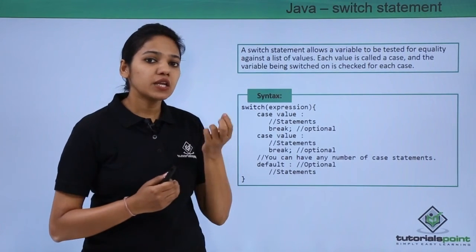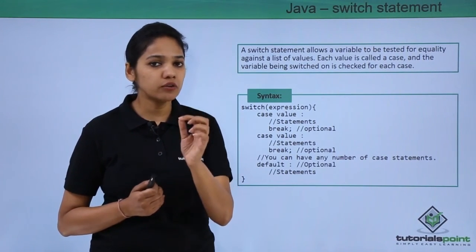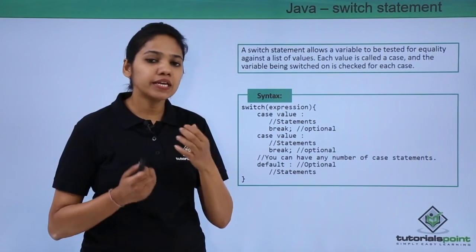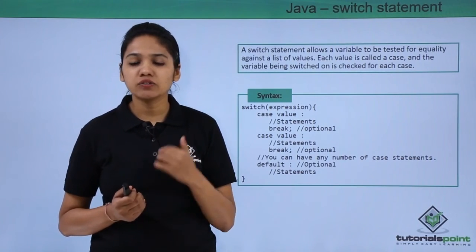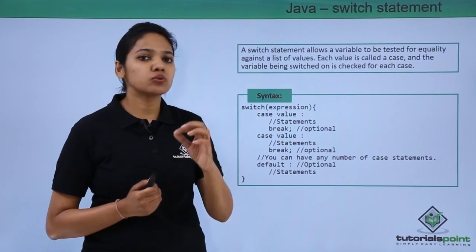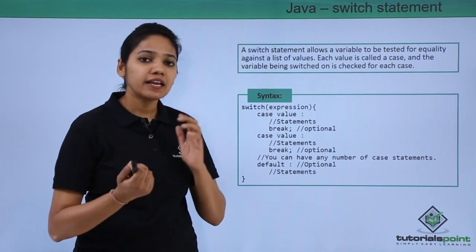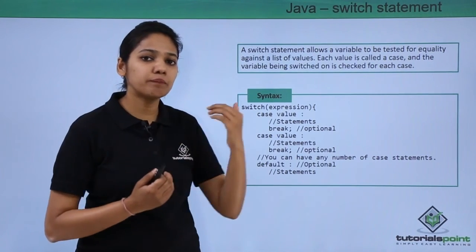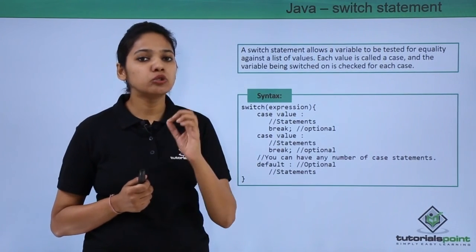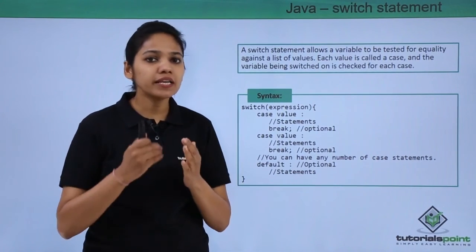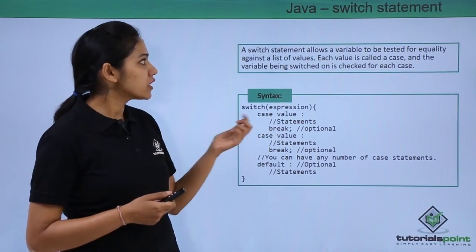So it will go and check each and every case. Here each case will hold a value. In our example, A, B and so on are the values, grade A, grade B and so on. What it checks is that if the student has obtained a grade A, then please print excellent. If the student has obtained grade B, please print very good and so on. So a switch statement will enable you to check the value of a variable in comparison with the list of values available.